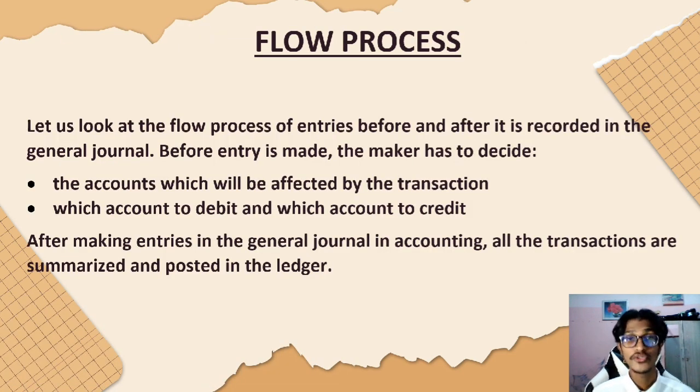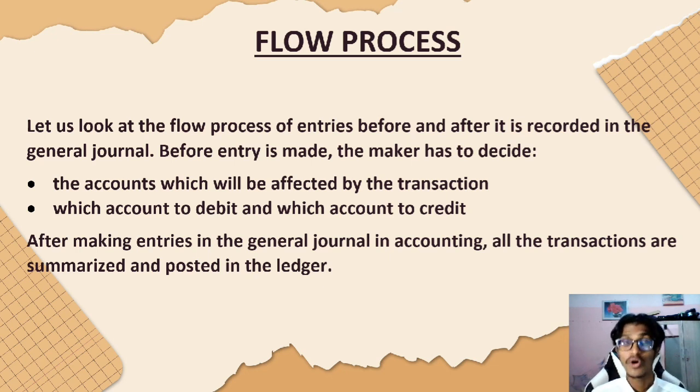Next, we move on to the flow process. Let us look at the flow process of entries before and after they are recorded in the general journal. Before an entry is made, the maker has to decide, first, the accounts which will be affected by the transaction, and second, which account to debit and which account to credit. I will give you an example.